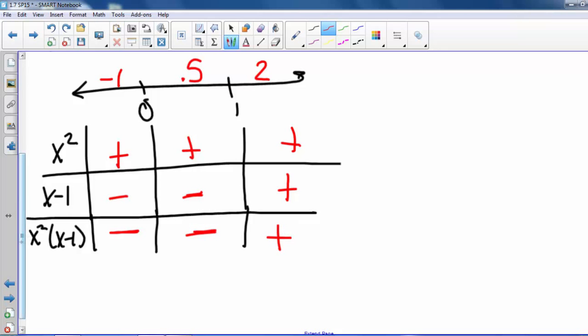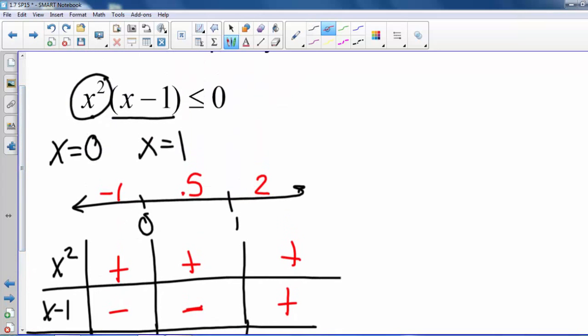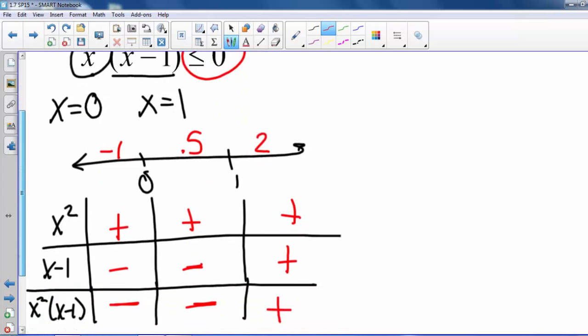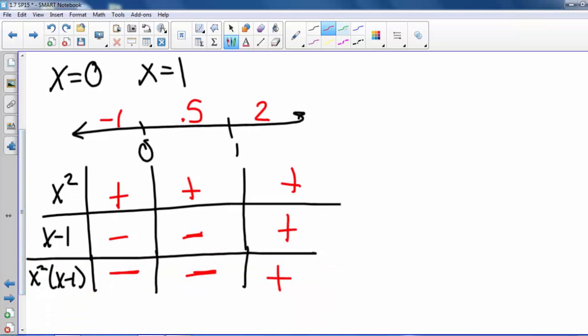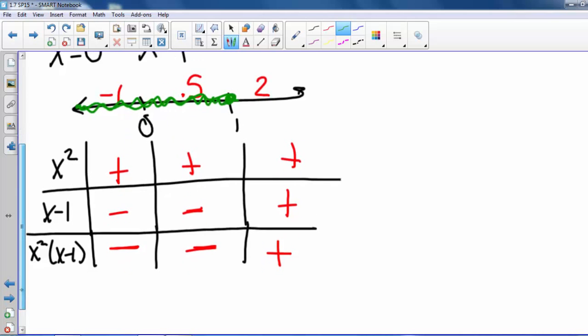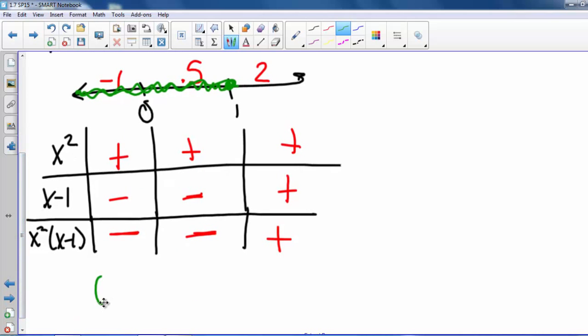And we wanted to know less than or equal to 0. So we are negative if we are at the point 1 or less. And we are including 0. So in interval notation, we have negative infinity to 1 with a closed bracket.